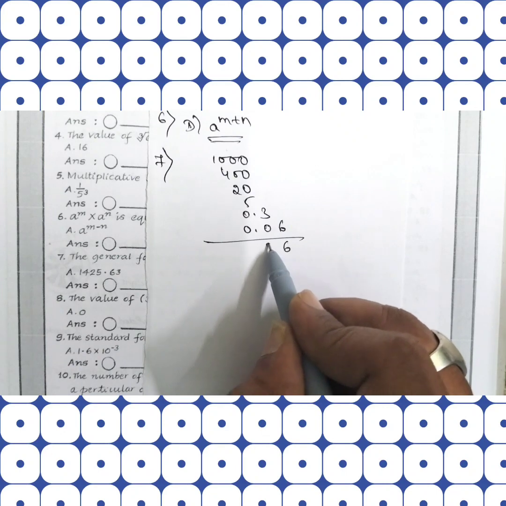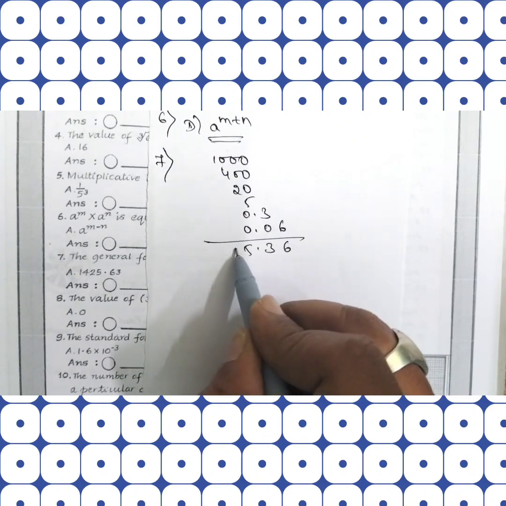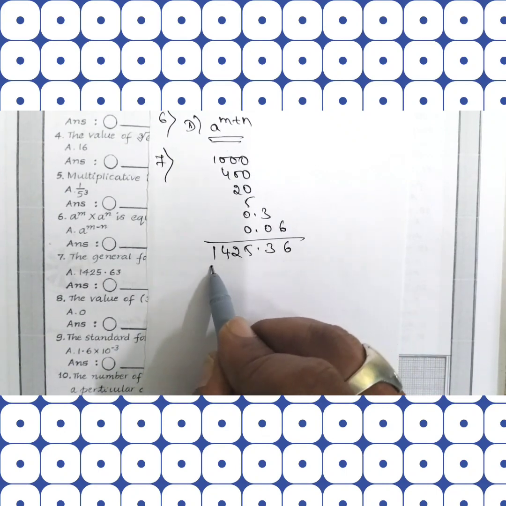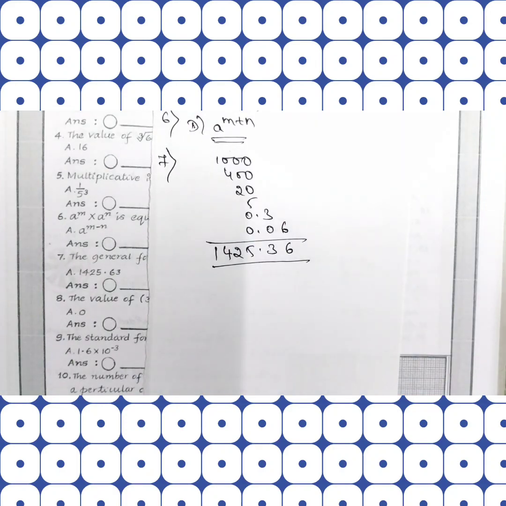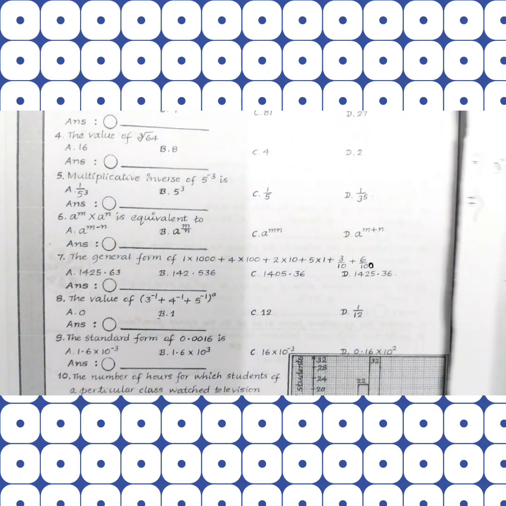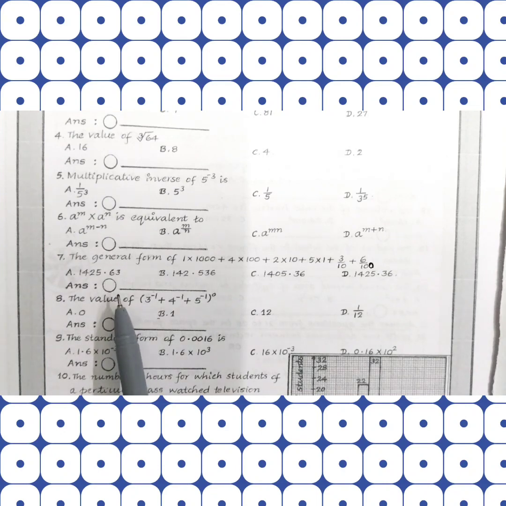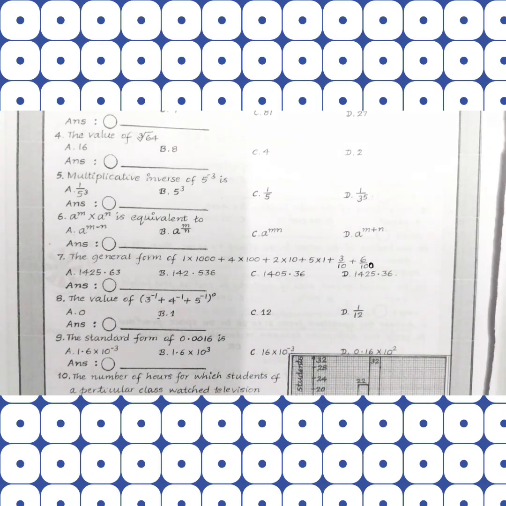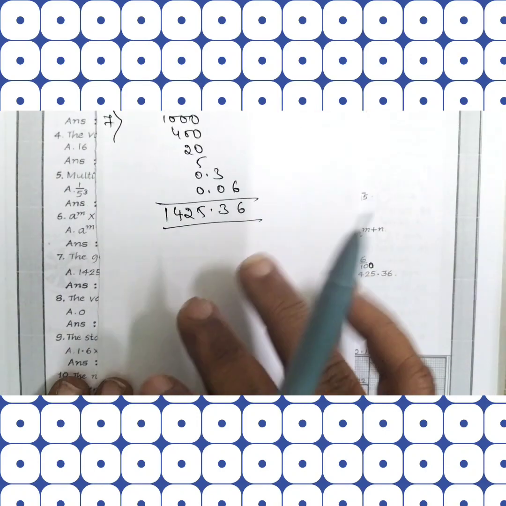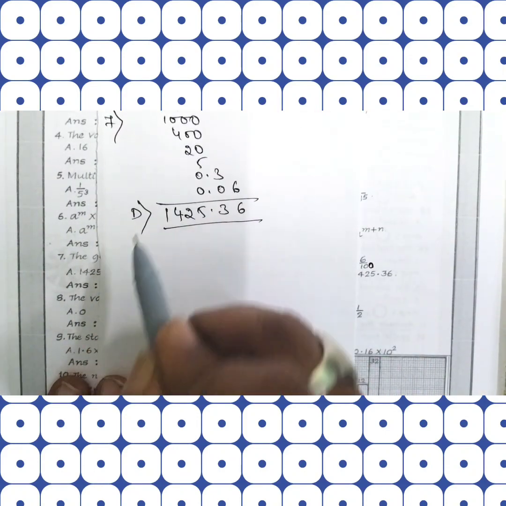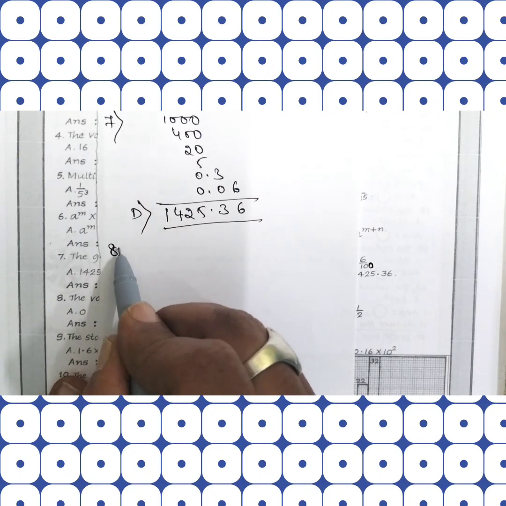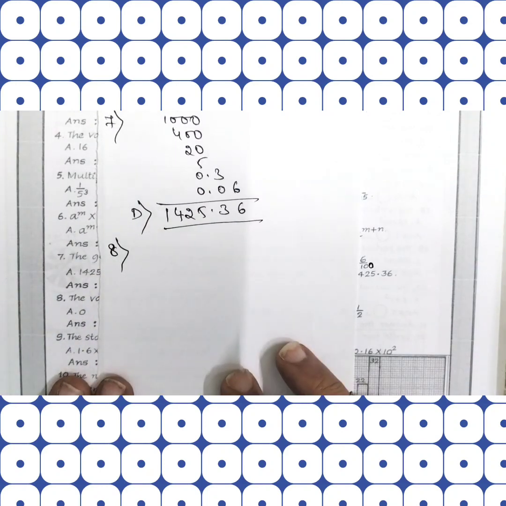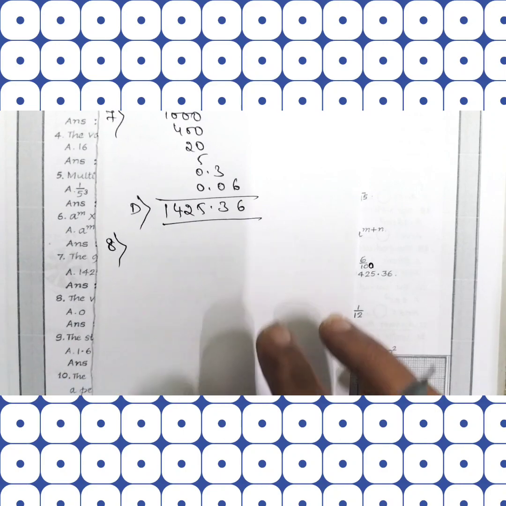So 1425.36. See where it is. Here, see, option D, 1425.36. So for this the right answer is option D, 1425.36.